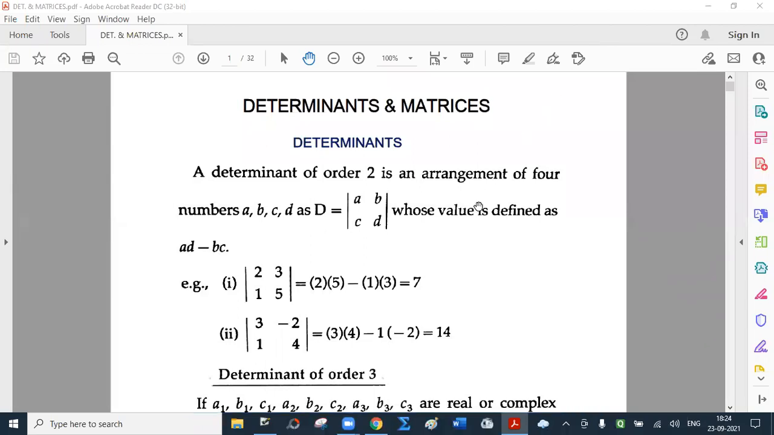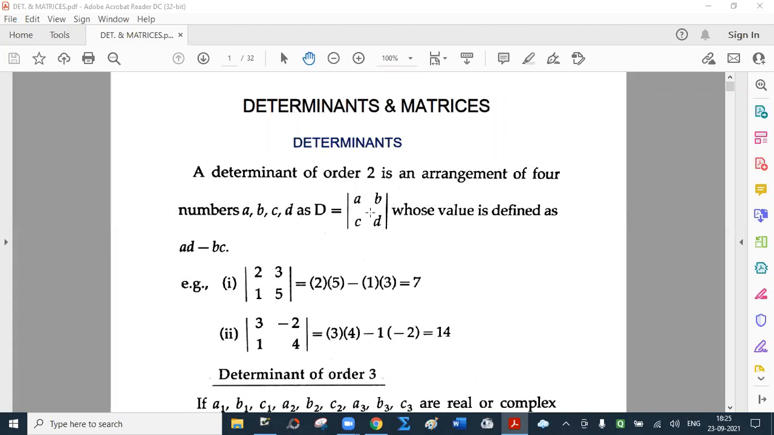A determinant of order 2 is an arrangement of four numbers A, B, C, D as D equal to. Here we will follow one rule, that we will read this determinant by row. So first row A B and then second row C D. Horizontal line is called a row and vertical line is called a column. So we will not read the determinant as A, C, B, D. We will read the determinant as A, B, C, D.